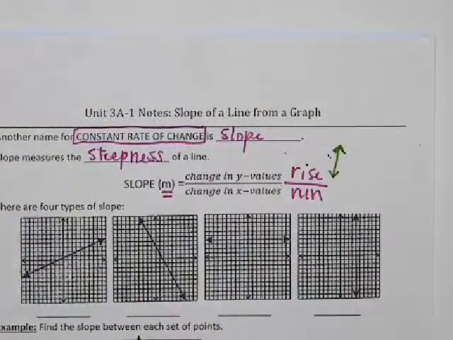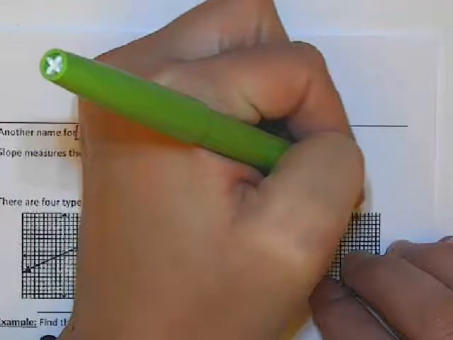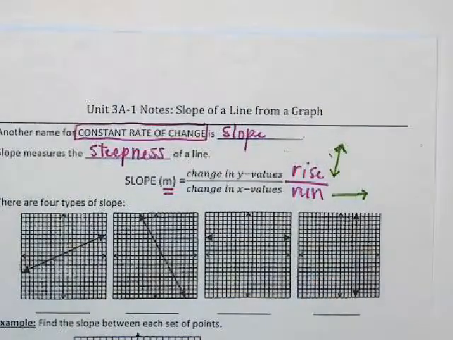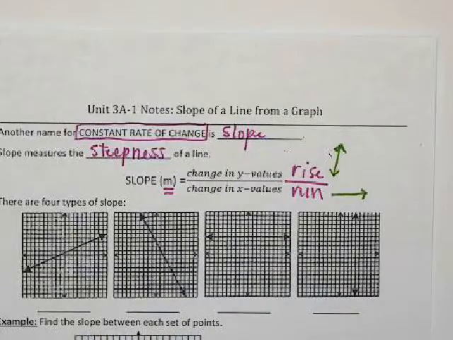Then run. We always run to the right. What does rise start with? R. What does run start with? R. What does right start with? R. We always run to the right, right?